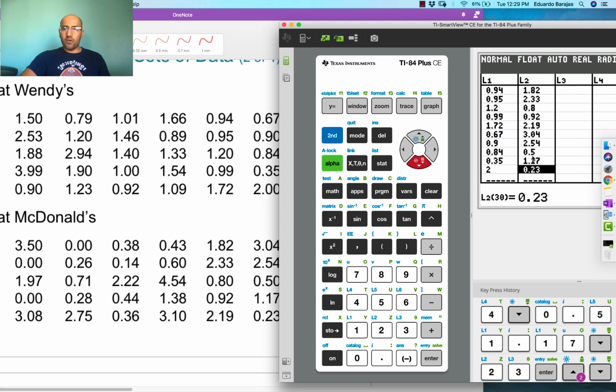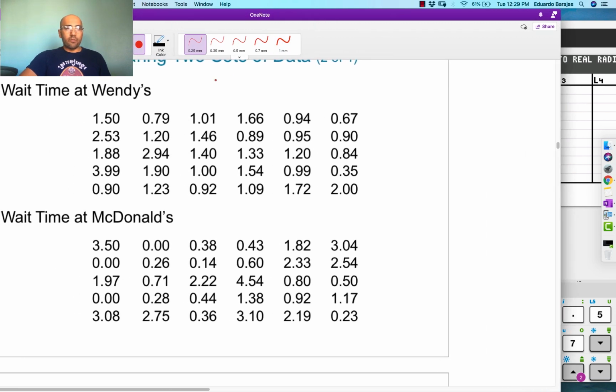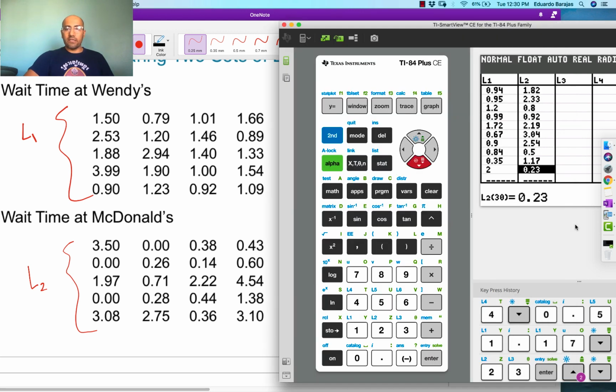I think it is. Okay, so you have one big long list for Wendy's, all the Wendy's information. I know that it's presented in the form of this table, but you don't want to copy this table onto your calculator. We want to put all of these numbers in one big, long, happy list. For me, I chose to make this L1, so all of this is L sub 1. And then in L sub 2, I put all of the McDonald's information. Again, one big, happy list.